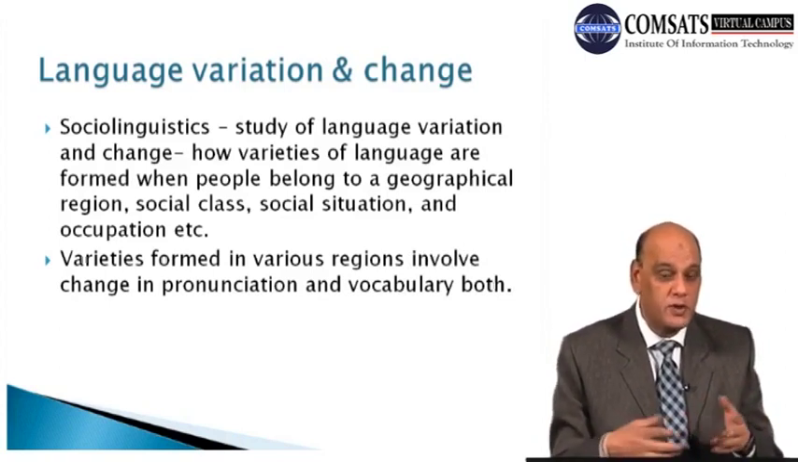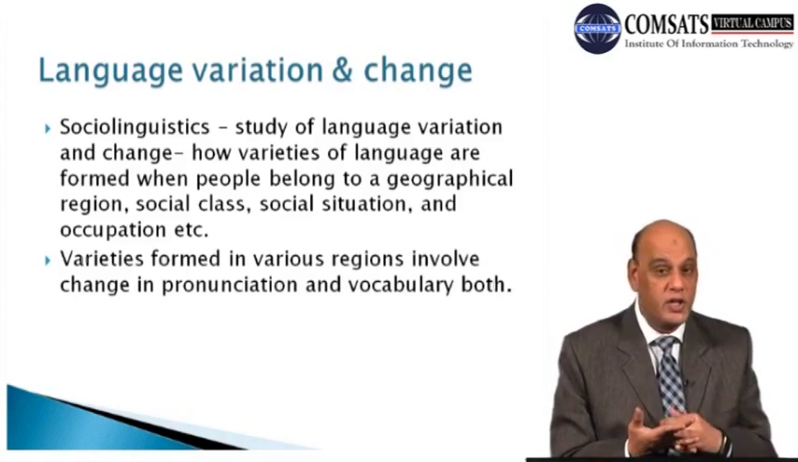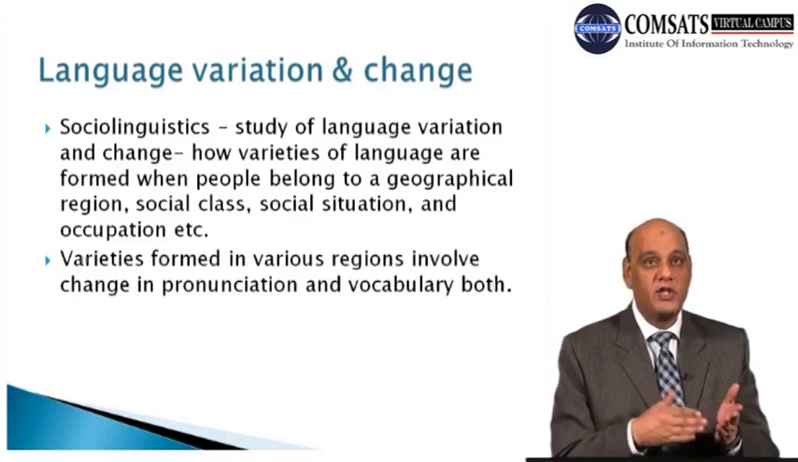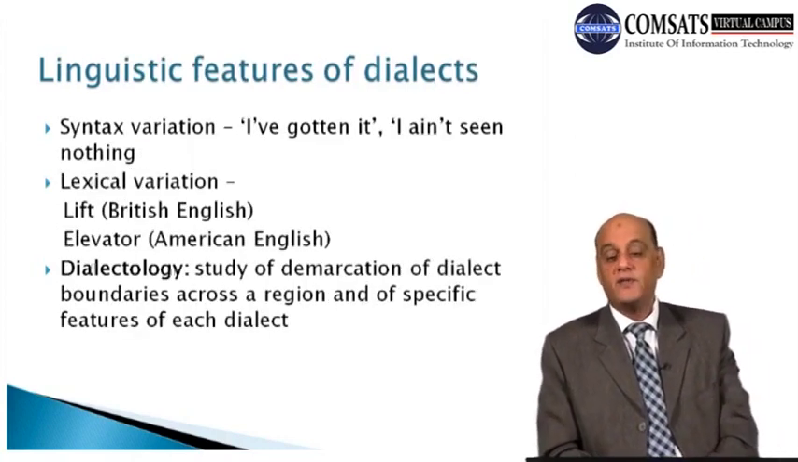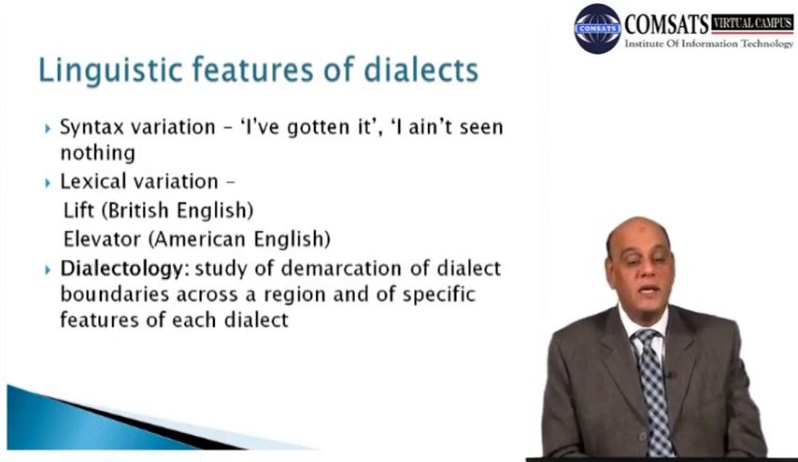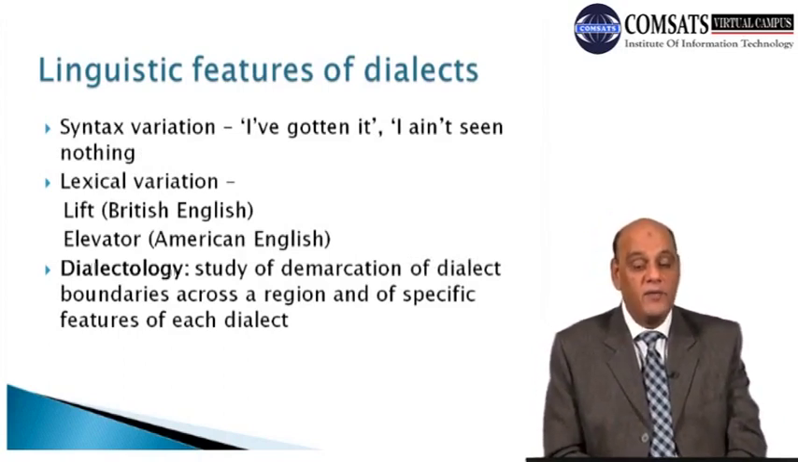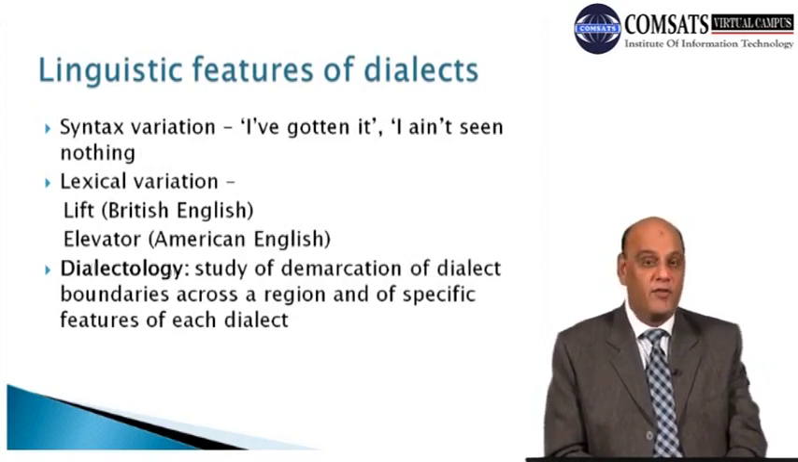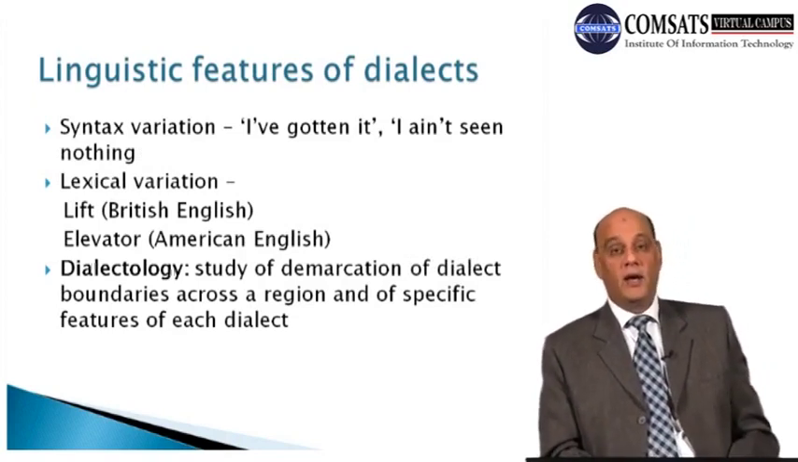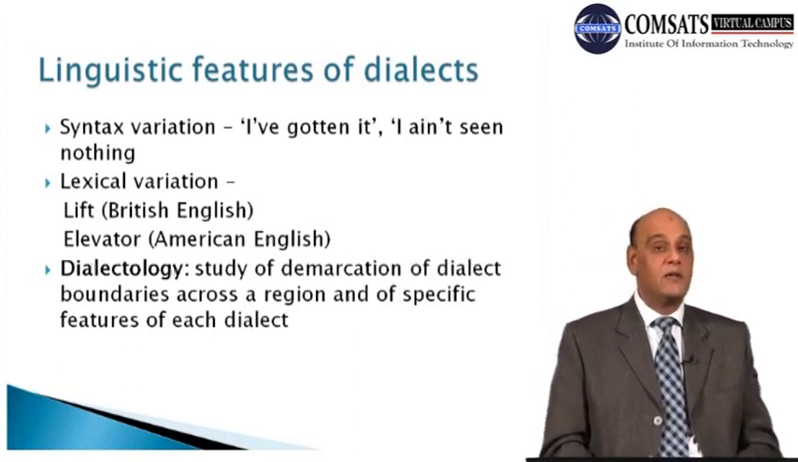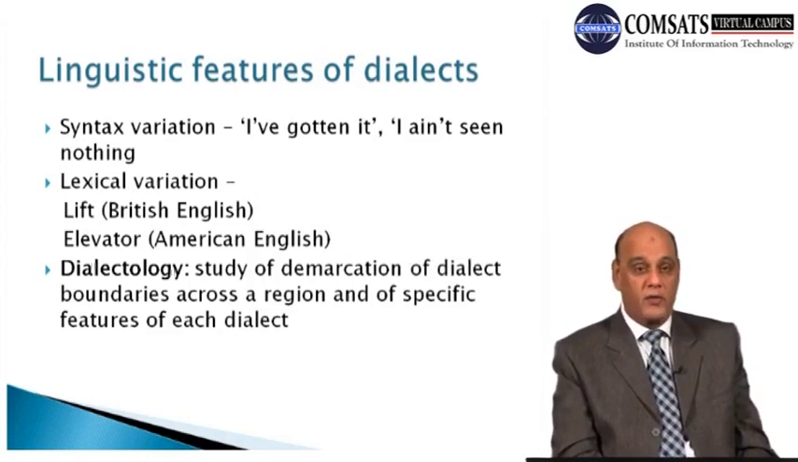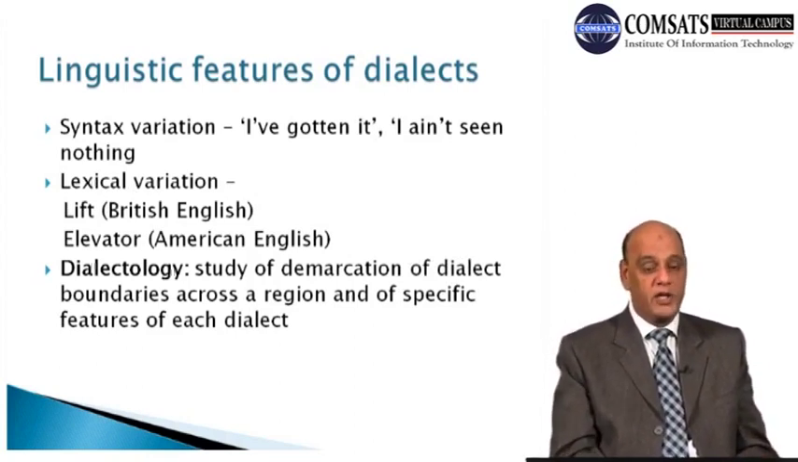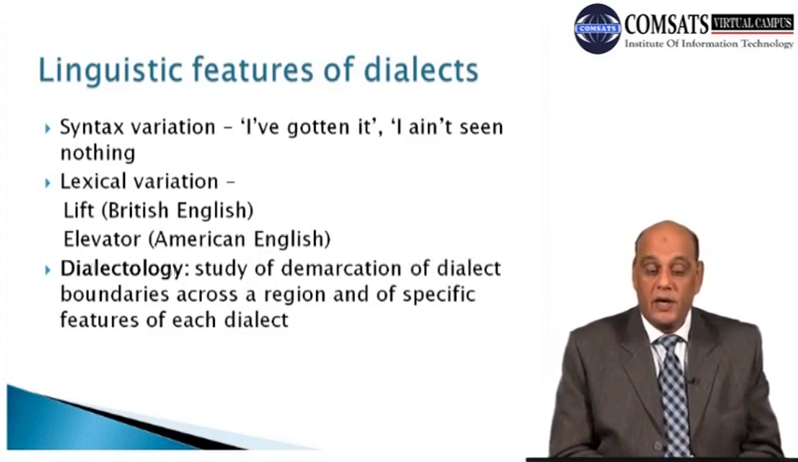So two aspects which the writer discussed are pronunciation and vocabulary. You might have a change in pronunciation, you also might have a change in vocabulary. Linguistic features of dialects. Syntax variation: "I've gotten it," "ain't," "nothing," the double negative. Lexical variation: then we talked about the changes in lexis. You had words like "lift" in British English and "elevator" in American English.